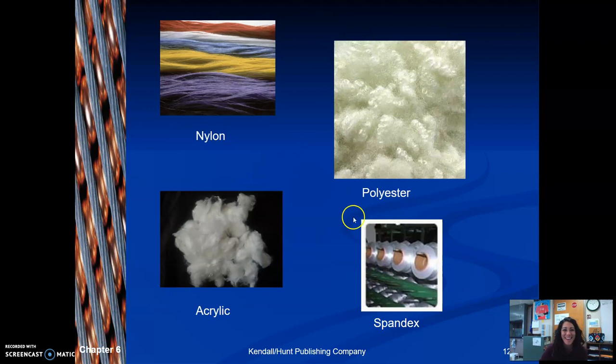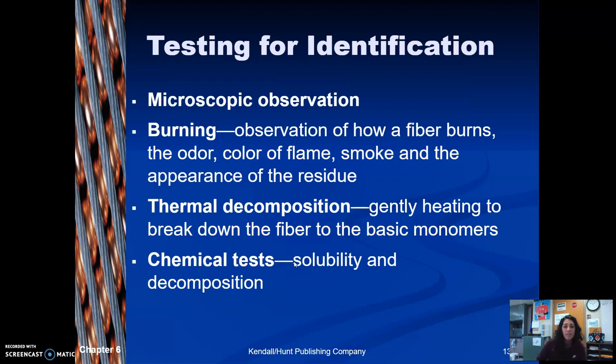Someone just waved. All right, so here are some pictures of different types and widths of nylon. We've got polyester, spandex, and acrylic, kind of what the strands themselves look like. All right, so how do we identify these? Because you're going to either do this in a lab or you're going to see pictures of this.